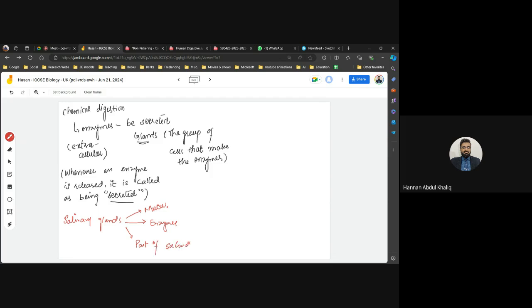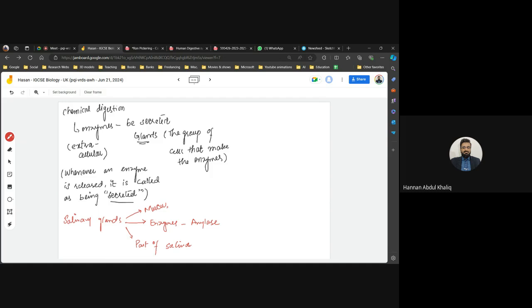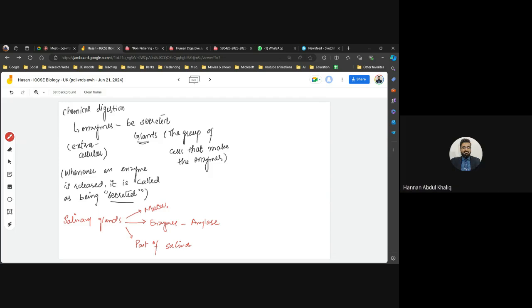Now, the enzymes that work here, mostly what do we need to know about those enzymes? These are called amylase. The amylase is an enzyme for what? What's the purpose? It works in the salivary glands, so it helps you digest carbohydrates. Yes, it digests the carbohydrates. So that is the amylase.